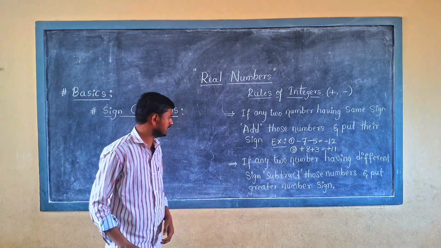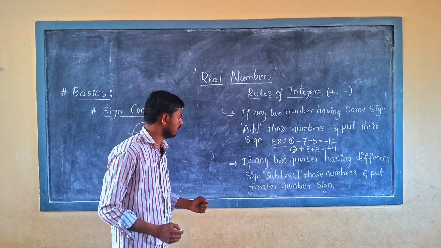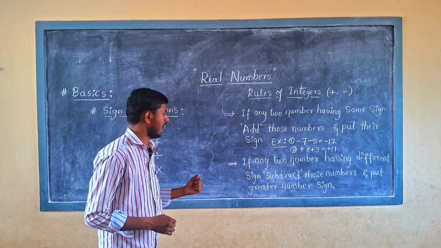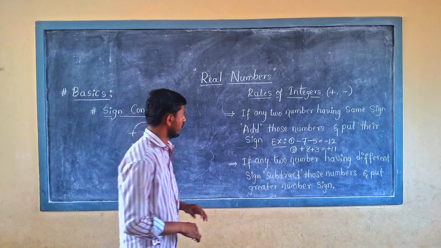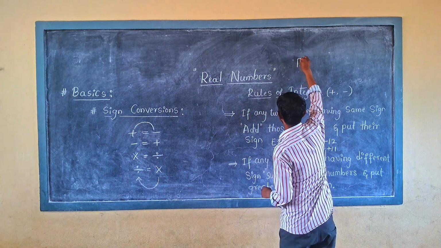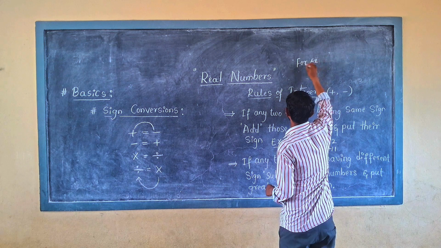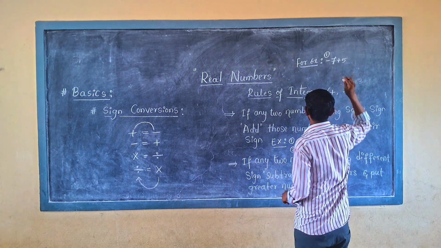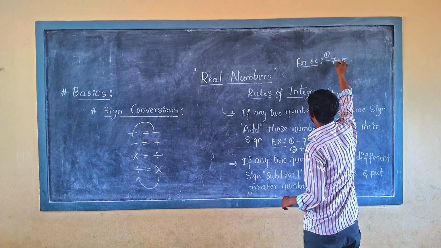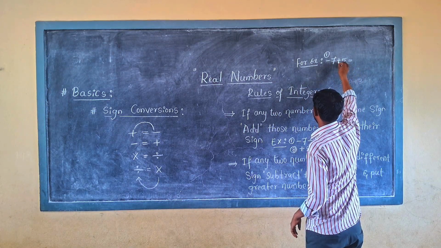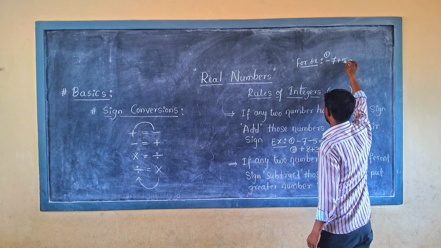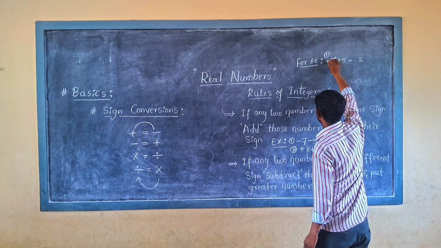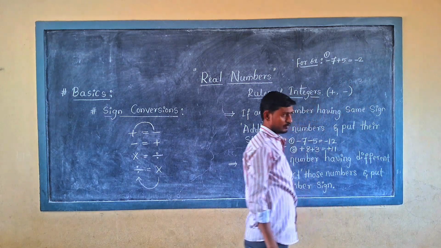And another rule is, if any two numbers have different signs, subtract those numbers and put the greater number's sign. For example, here I have written the examples: minus 7 and plus 5. The numbers have different signs, here is the negative sign, here is the positive sign. That's why we subtract both numbers. 7 minus 5 is 2. 7 is the greater number having the negative sign, so it is minus 2.